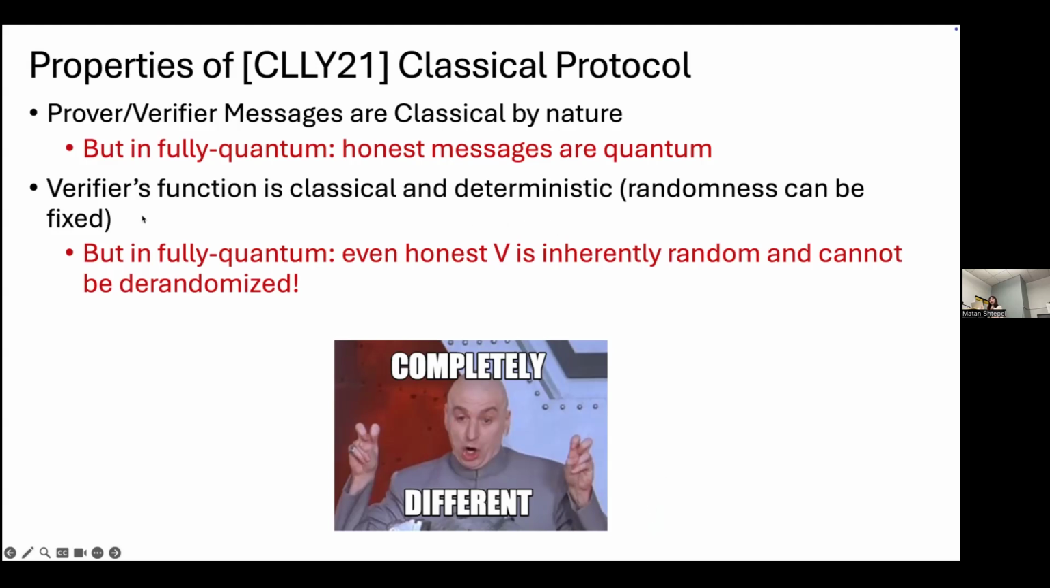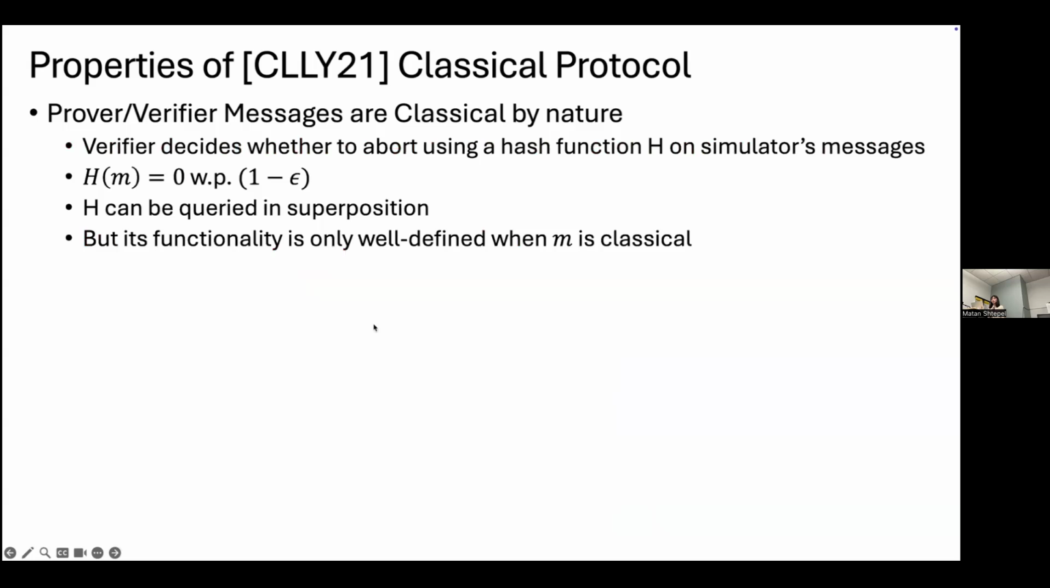The second issue is that the verifier's function, in the CCLY protocol, is still classical and deterministic. As I mentioned, you can always just fix the randomness tape. But in the fully quantum setting, there is no such de-randomization trick. You cannot de-randomize a quantum algorithm by taking out its randomness and running it as part of the input, because quantum algorithms are inherently random.